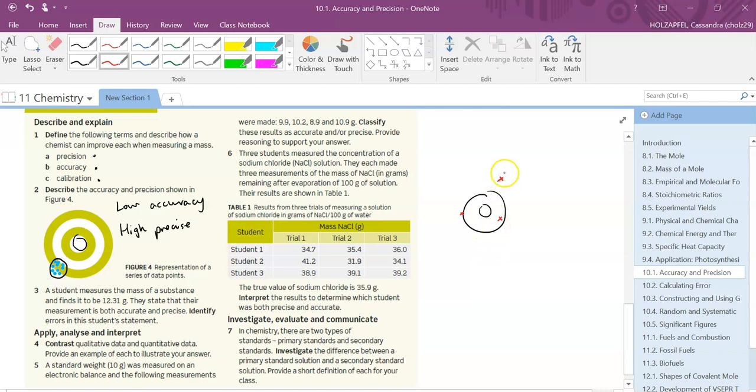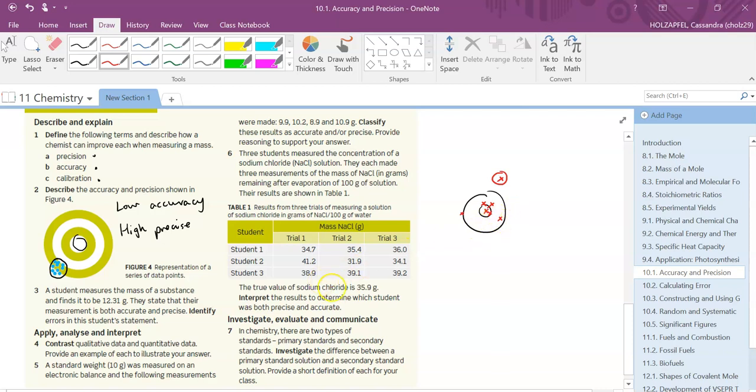We could have one dodgy scale that's really, really off, or we could have a perfect scale that gives us the exact value, but we have no idea because we don't have any other values to compare it to. So minimum you would need to do 3 trials, and that's why we always do 3 trials here at school.